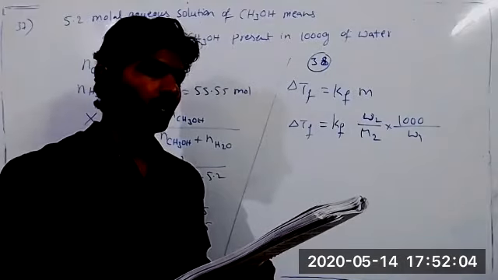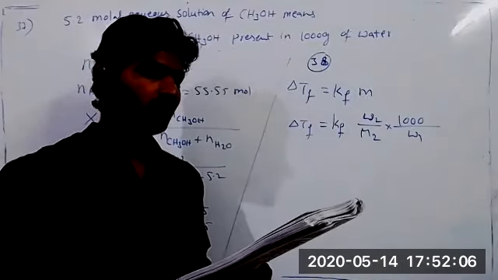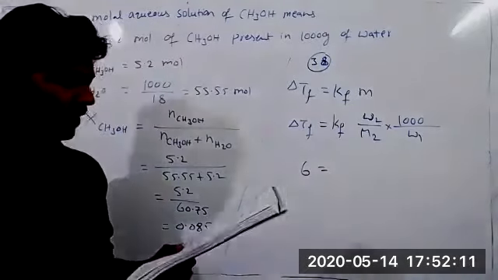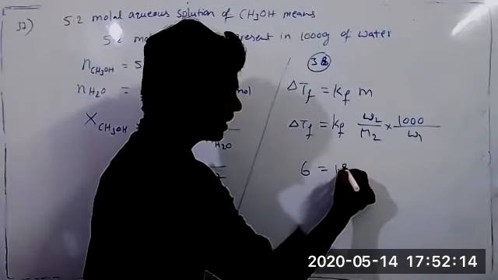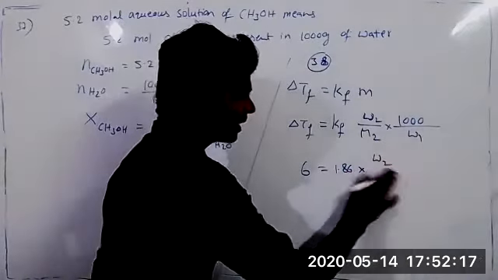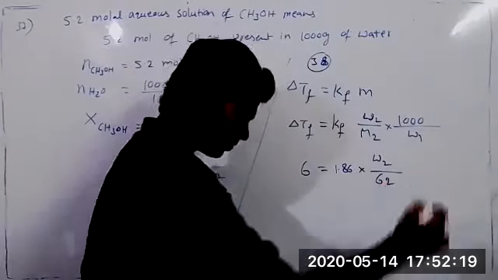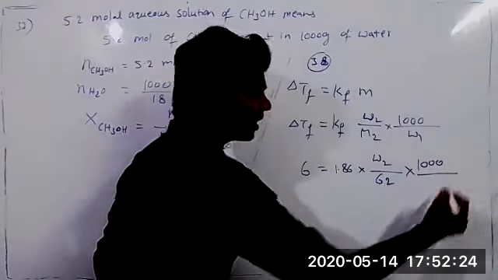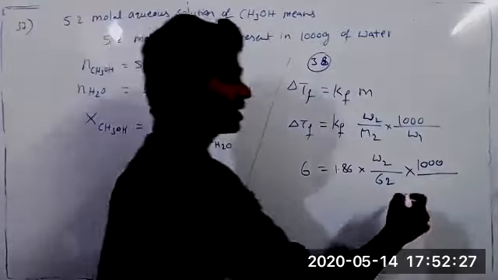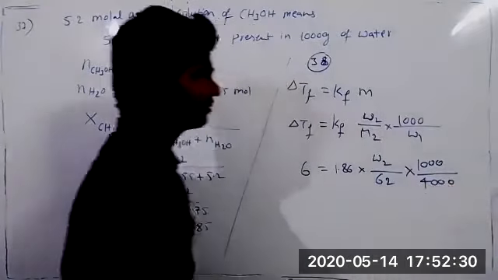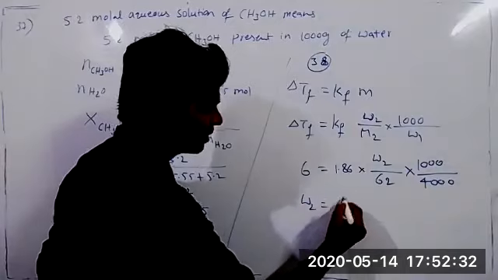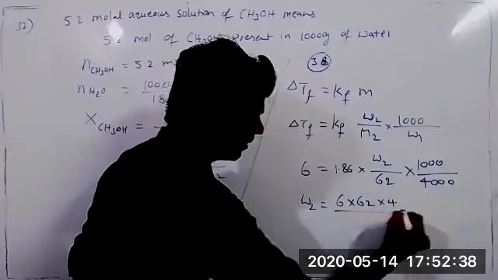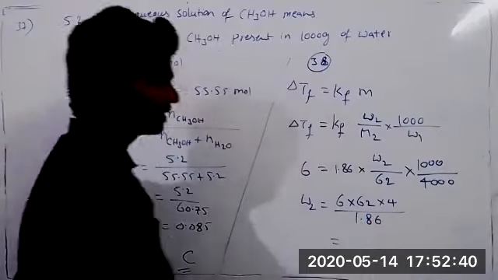4 kg of water to prevent it from freezing at -6 degrees centigrade. So delta Tf is 6 degrees centigrade. Kf value is given 1.86, same water having 1.86. W2 we have to calculate. Molar mass of ethylene glycol 62. In the question also, 1000 by mass of water is 4 kilograms, it's 4000. So W2 is equal to 6 into 62 into 4 divided by 1.86. Calculate this.